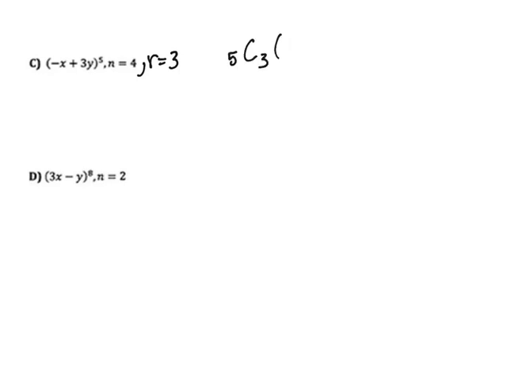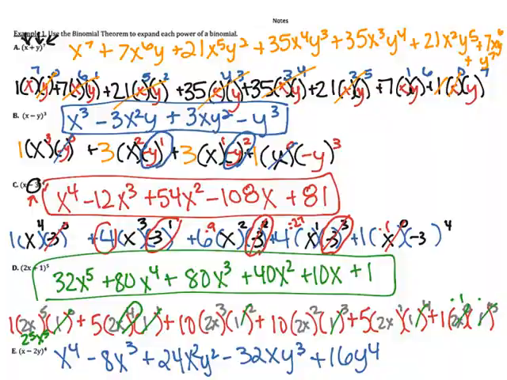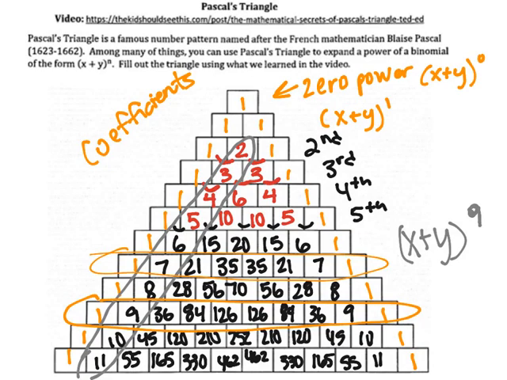So we're going to do 5C3. Negative x is your x value, and 3y is your y value. Then the 3 goes here, and 5 minus 3 goes here. So 5, math, PRB, nCr, 3, that number is 10. If you don't have a calculator, let's go over here to our triangle. You're looking for that 5th row and then position number 3. So that's 10.